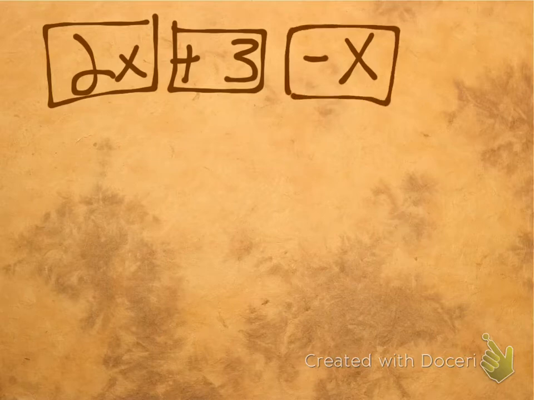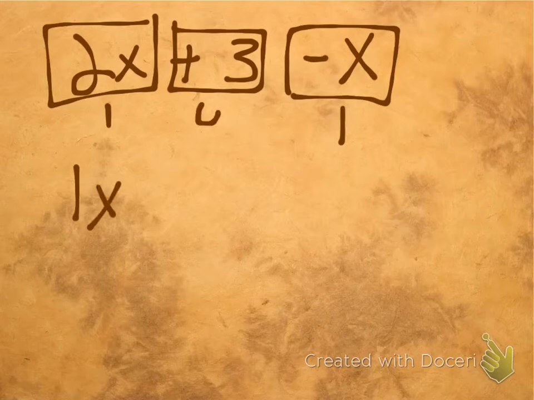Now, in order to make it a like term, they have to share the same variable. Well, which two terms share the same variable? This one and this one. They both have x. Now what we would do then is just combine them. What's 2 plus a negative 1? 1. That leaves us with 1x.